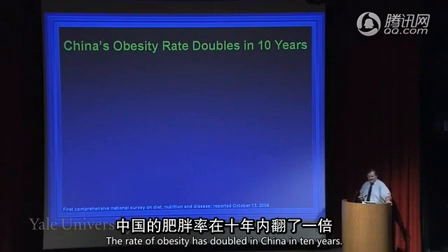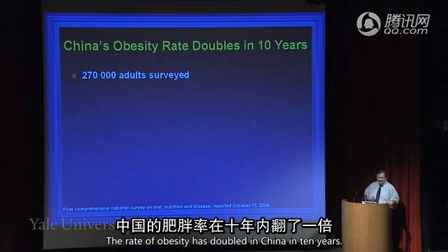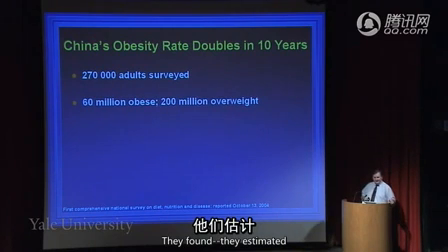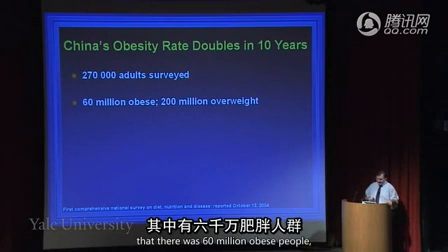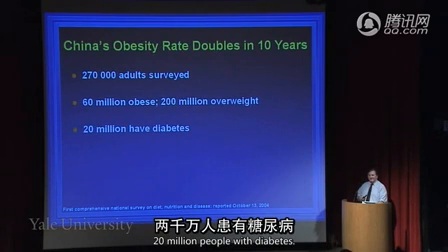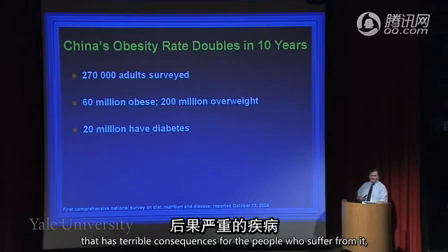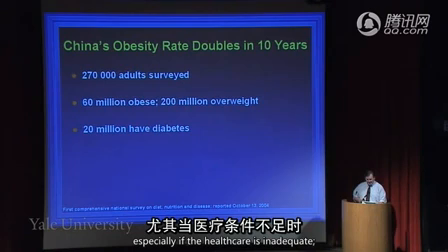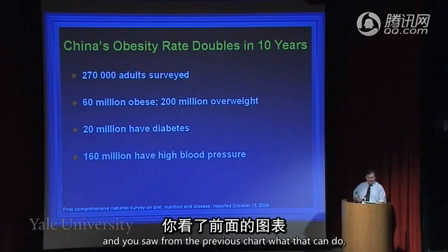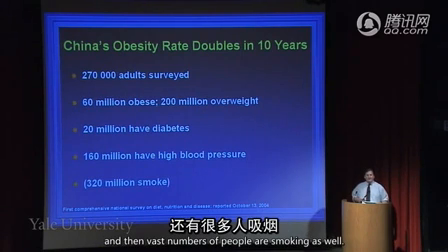The rate of obesity has doubled in China in 10 years. There was a particular study that surveyed 270,000 adults in that country. They estimated that there were 60 million obese people, 200 million overweight in that country, 20 million people with diabetes, vast numbers of people with a disease that has terrible consequences for the people who suffer from it, especially if the health care is inadequate. 160 million have high blood pressure, and you saw from the previous chart what that can do, and then vast numbers of people are smoking as well.